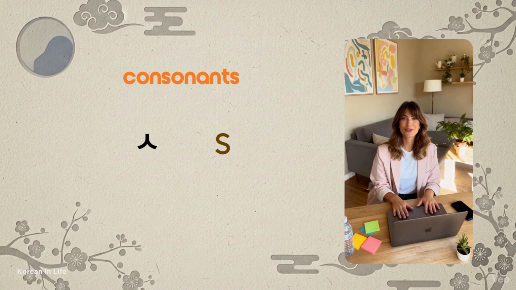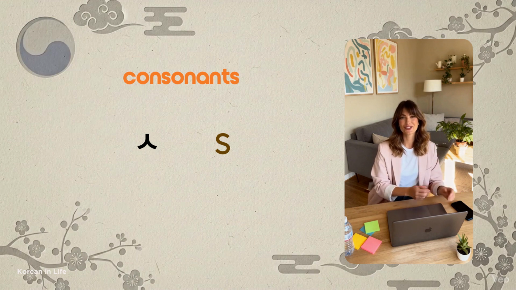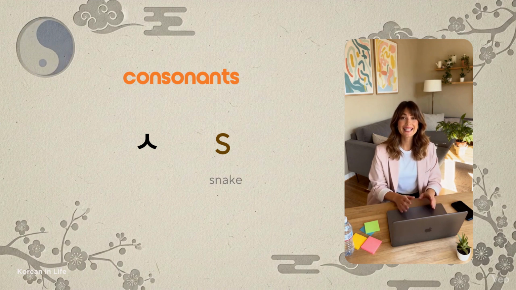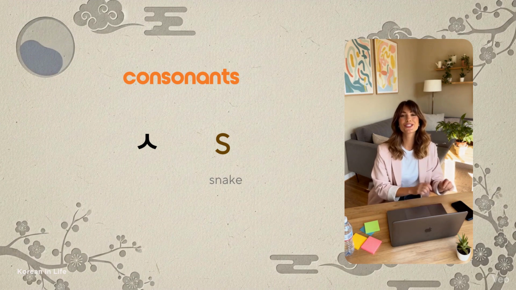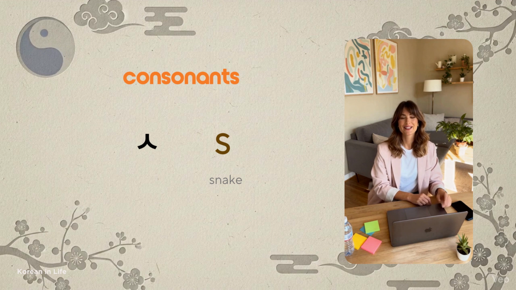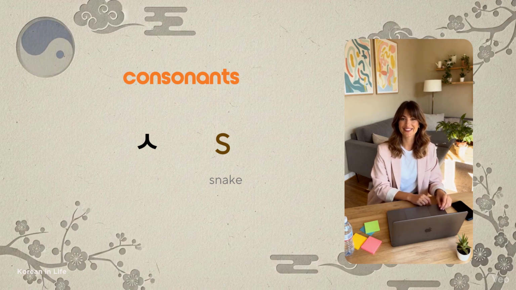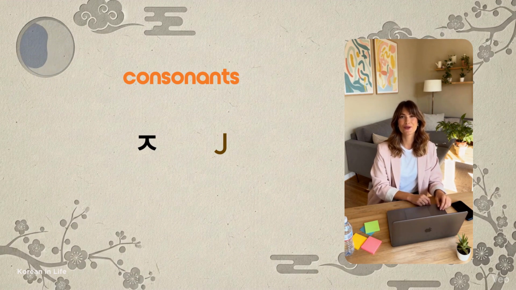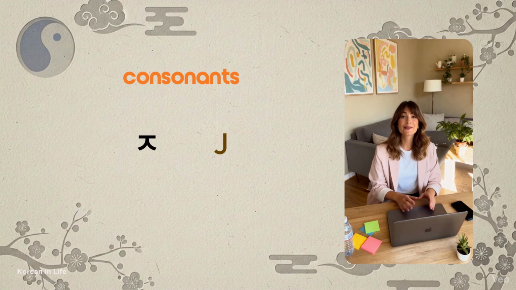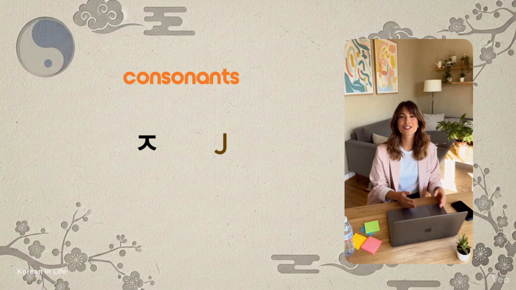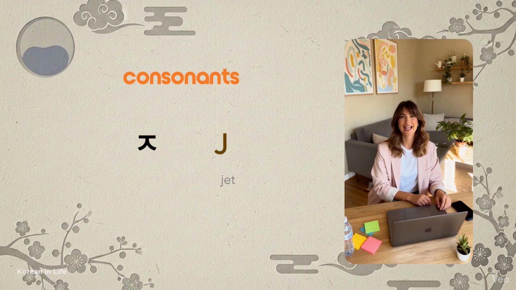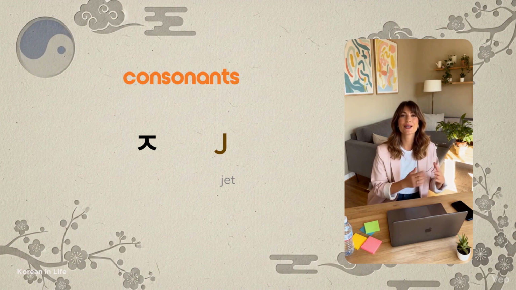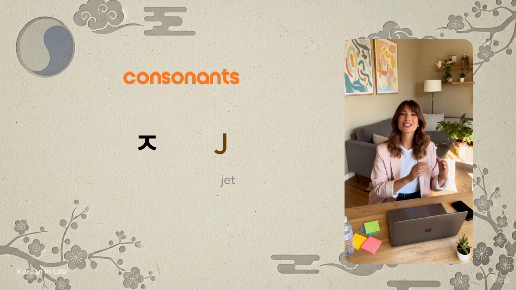This letter, shaped like a small mountain, is Chieut, S. It makes the S sound, like in snake. Interestingly, when this letter comes at the end, it also closes with a T sound, just like Digeut. The last one in our first group, Jieut, J. It makes a J sound, like in jet. And when it comes at the end, yes, that's right, it also closes with a T sound.